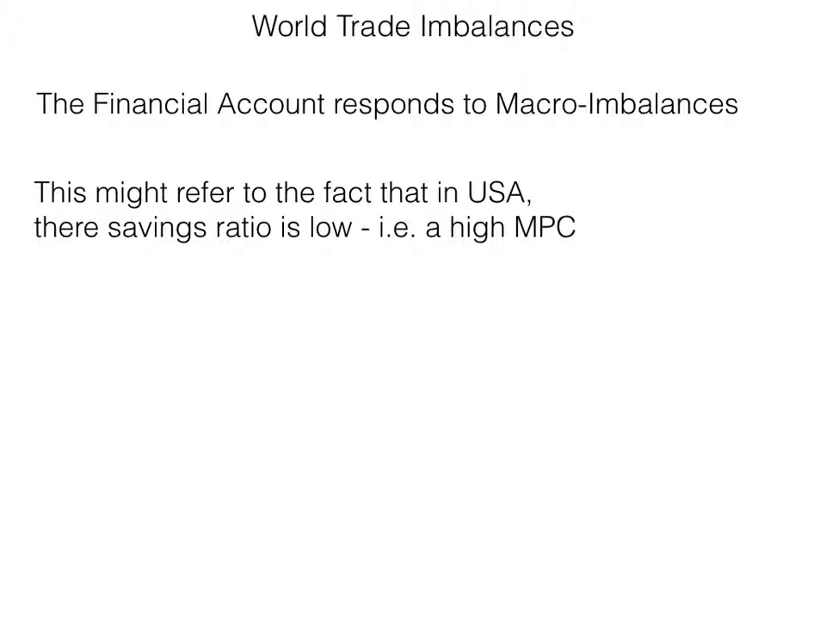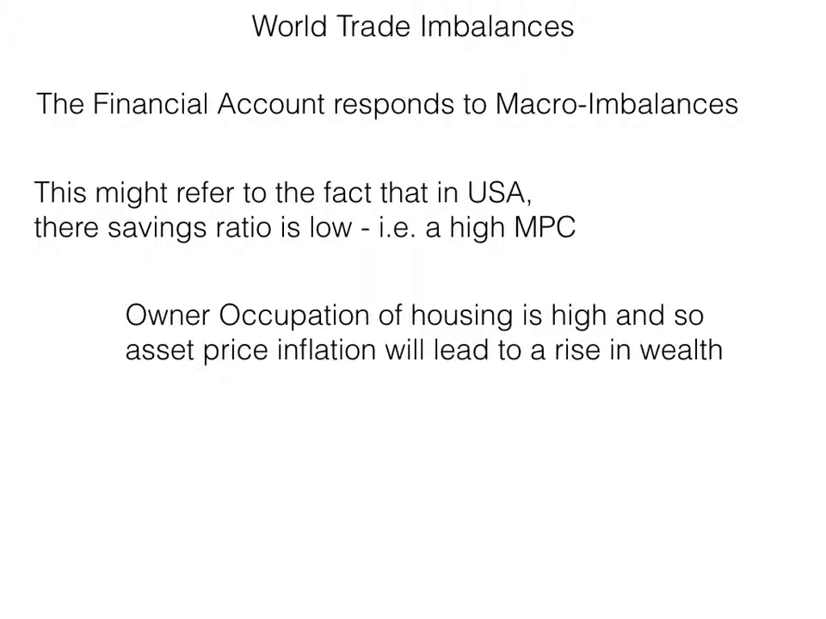And lastly, the case study talks about the financial account responding to macro imbalances. And I think really this means that it refers to the fact that the savings ratio in the US is low, they've got a high marginal propensity to consume, therefore they're importing all these goods from China. That's one of the macro imbalances that they make out. Another one, owner occupation is quite high, and so any asset price inflation is going to lead to wealth, which then leads to more consumption and hence more imports.